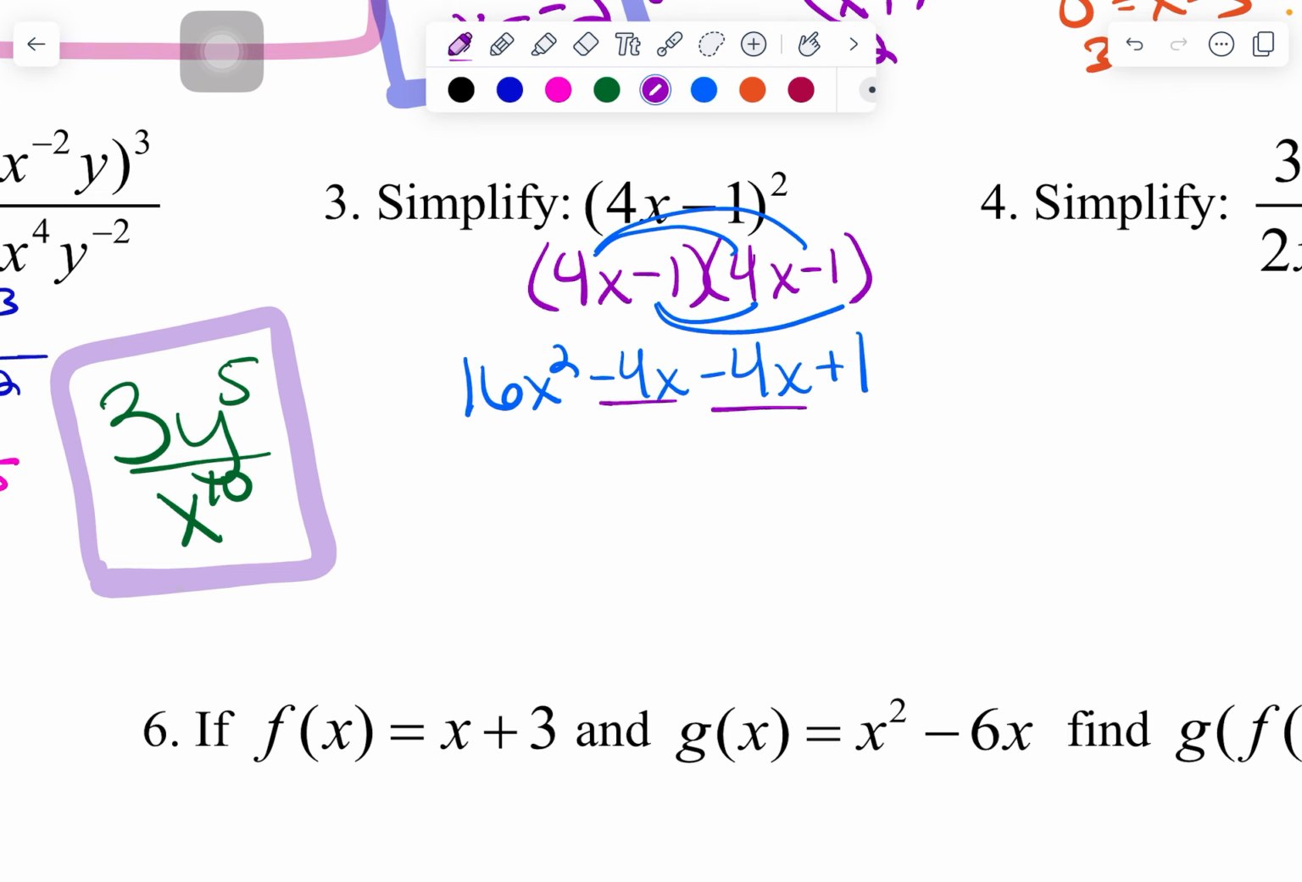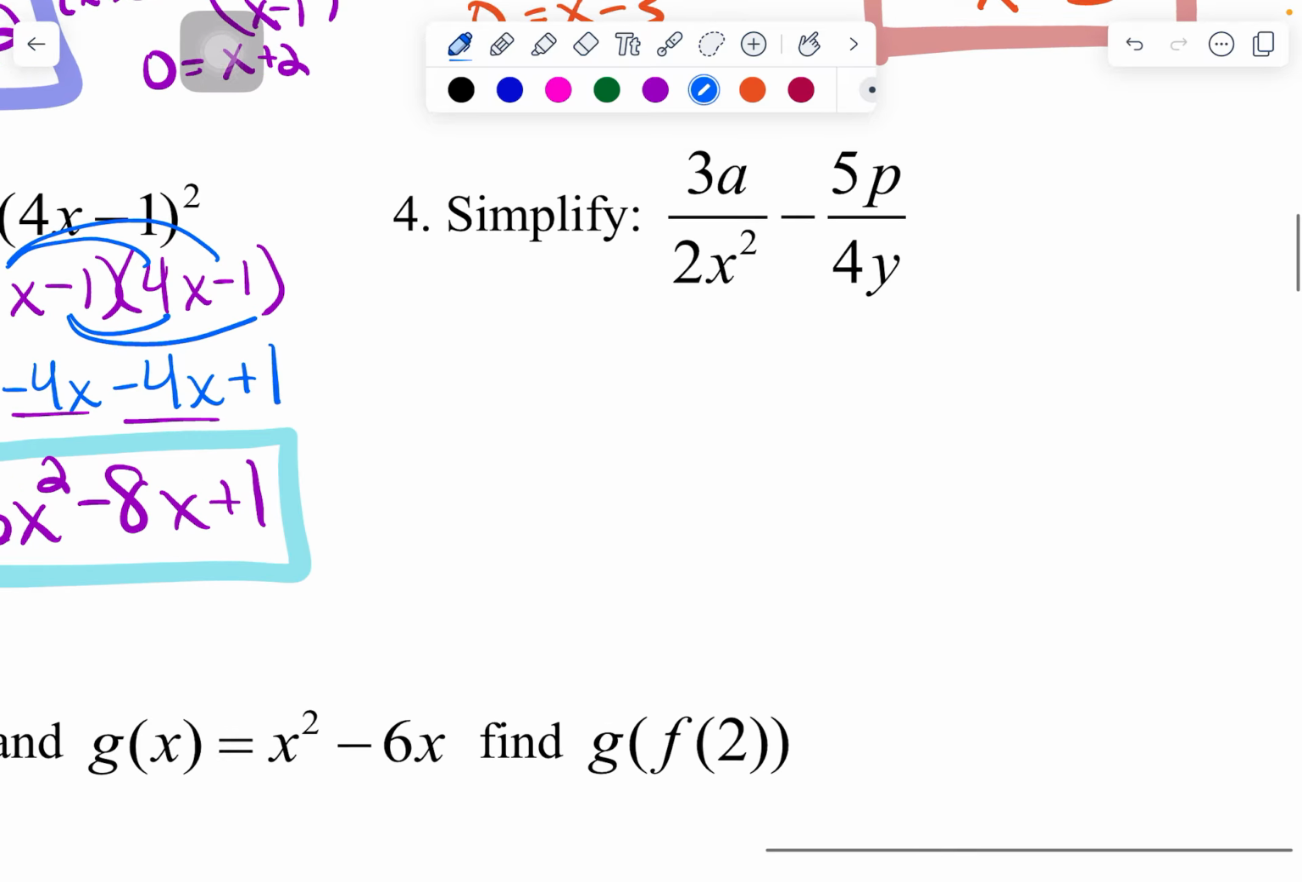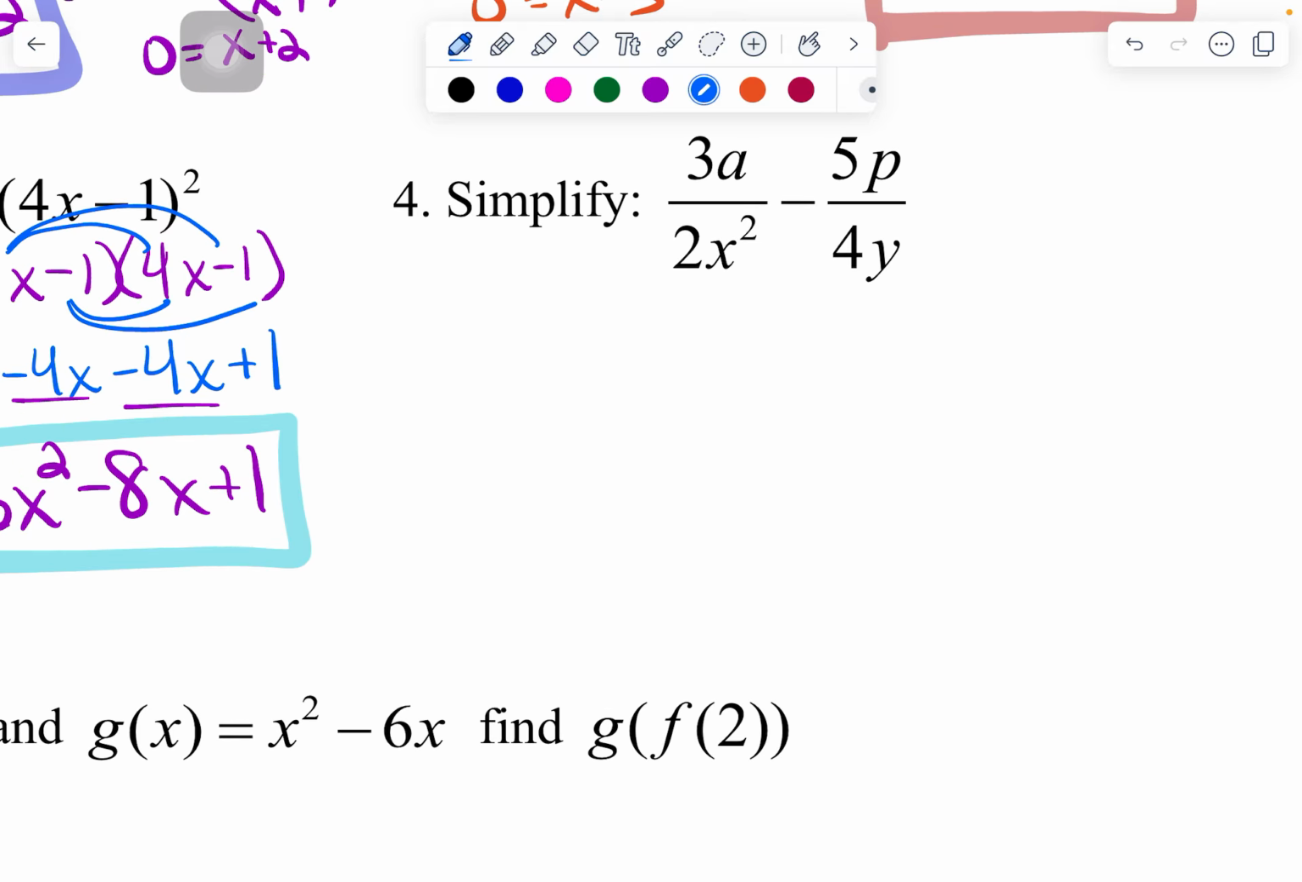The two terms in the middle are like terms, so we're going to do 16x squared minus 8x plus 1, and that's the final answer for question number 3. That just asks you to simplify, so we did. Number 4 also asks you to simplify, however you're dealing with fractions here.